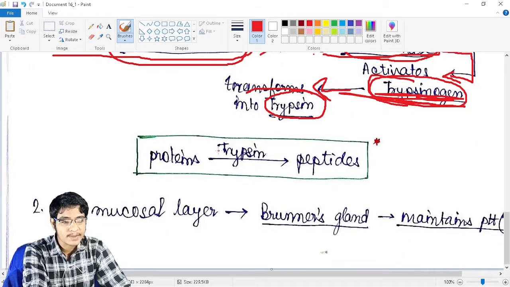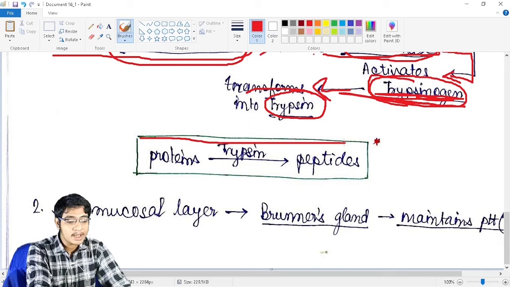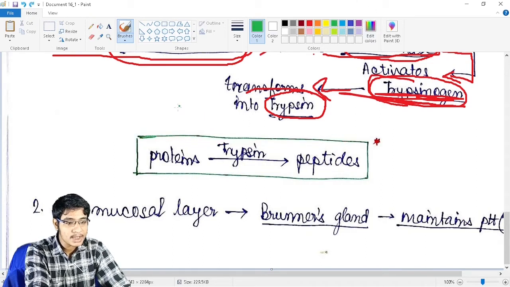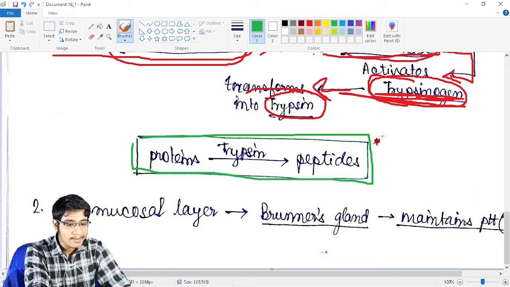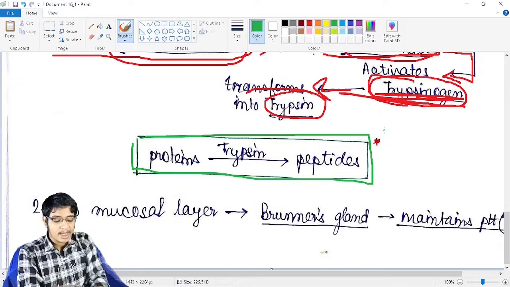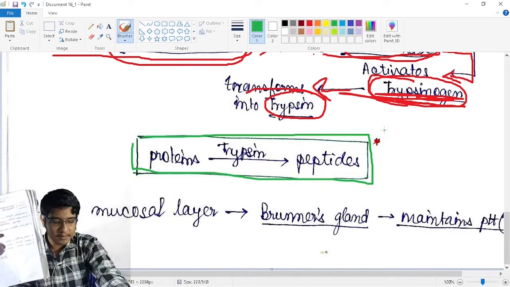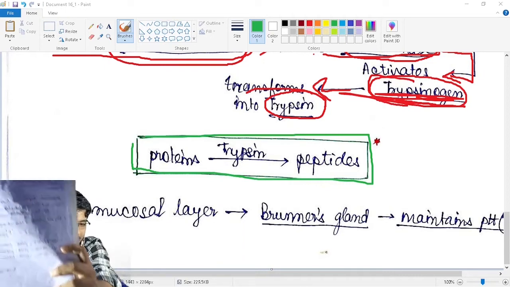What is the use of trypsin? As I said in the previous video, what is written in the green color box, you should write it down. Otherwise, I have made a chart. In my next page, the chart is given. You can have a glance of the chart here.